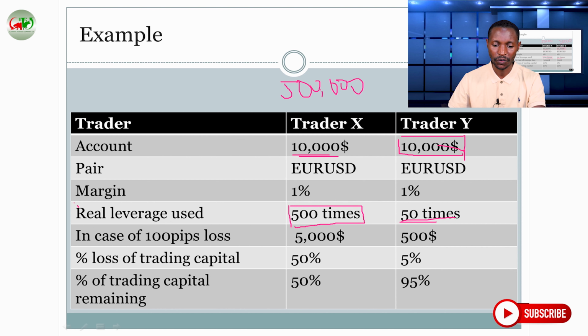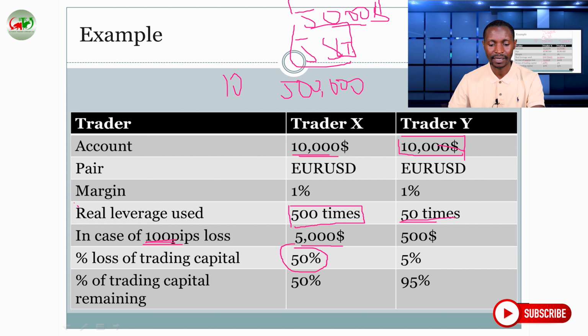Remember that 1 pip for Euro USD for a standard lot size is $10. This clearly means that $500,000 is equivalent to 5 standard lots. So for every pip, this trader will be losing $50. If he loses 100 pips, he will lose in total $5,000, which is 50% of his total account, and his capital will remain at 50%.